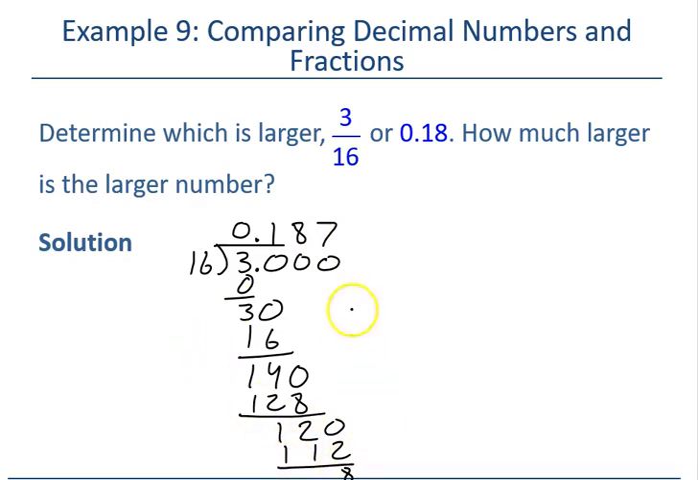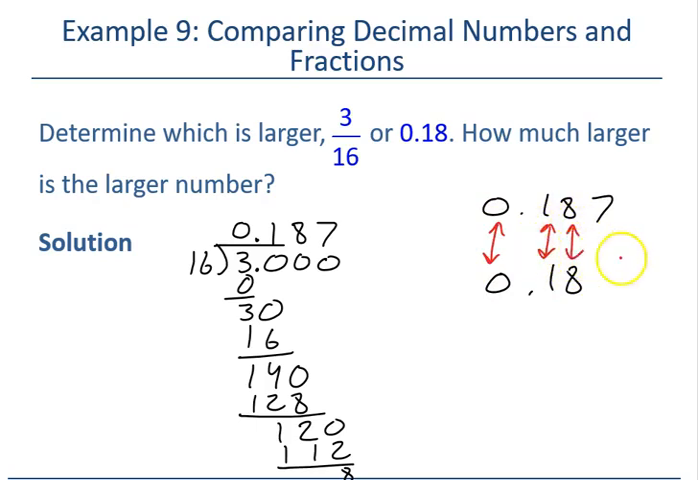And I could keep going with this, but notice I've gone a little bit further than what I need to right here. So let's start comparing these two now. I've got 0.187, and then I've got 0.18. Well, notice here to here, those are the same. Then I've got the same. Then these are the same. Well, here, this is just like having a 0. And notice the 7 is larger.